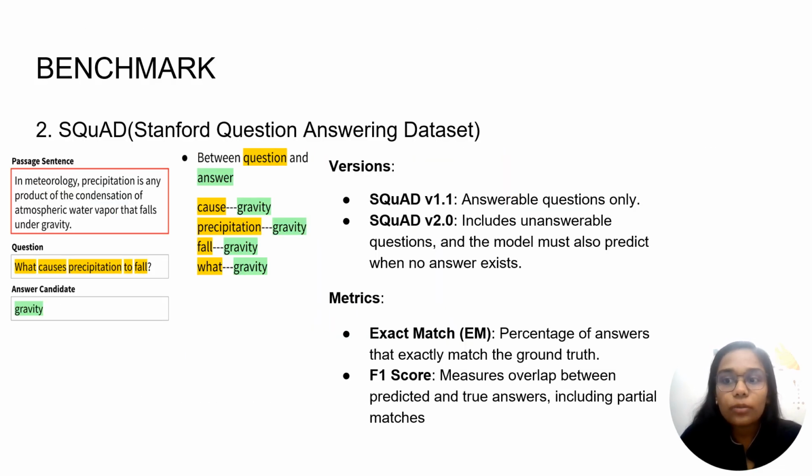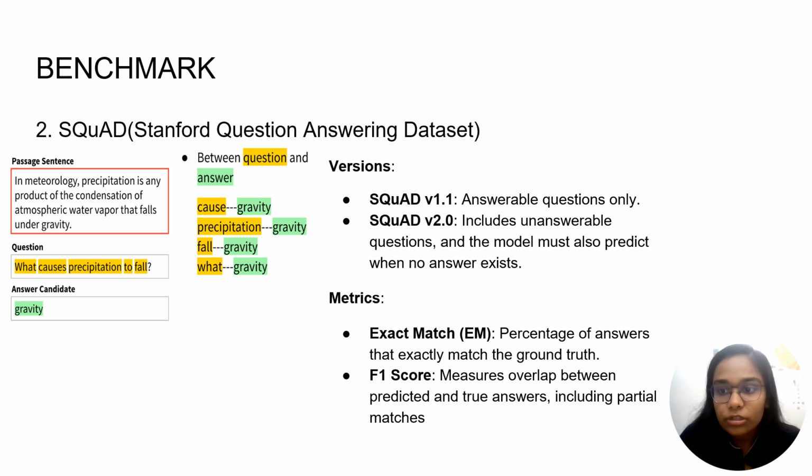Next, we have the SQuAD benchmark, which is short for Stanford Question Answering Dataset, which evaluates a model's reading comprehension abilities. In this task, the model is presented with a passage and it must answer questions based on the content of the passage. SQuAD comes in two versions. In version 1.1, the model must extract a span of text from the passage that answers the question. Here, the context always contains the correct answer.